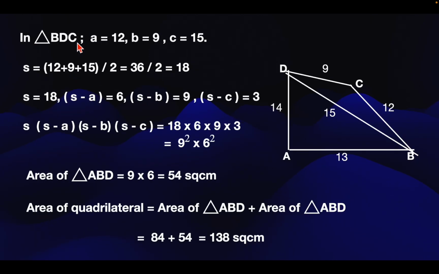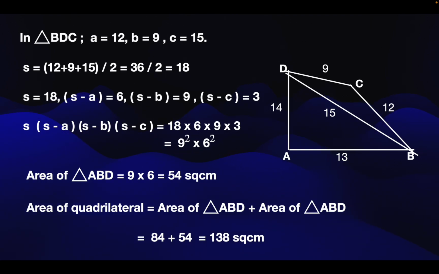So again, take this. Here the A value will be 12, B is 9, C is 15. You can take any values, it doesn't matter. You can even say A is 9, B is 15, C is 12. It doesn't matter which order you want to take, you will anyway get the answer. Then find the value of S, A plus B plus C upon 2. You get 18.